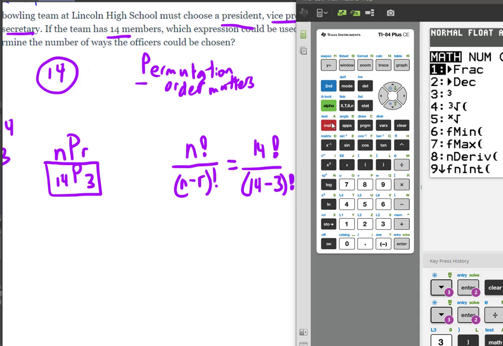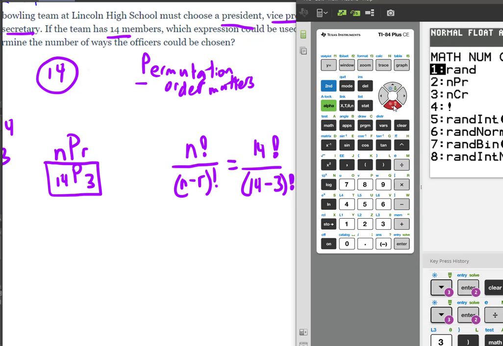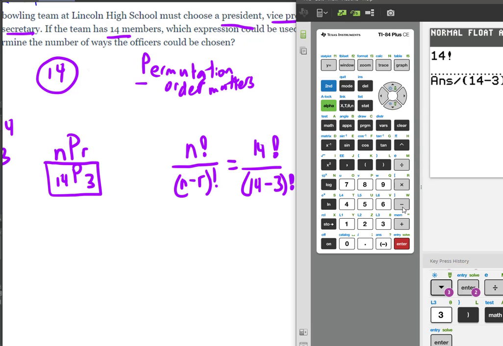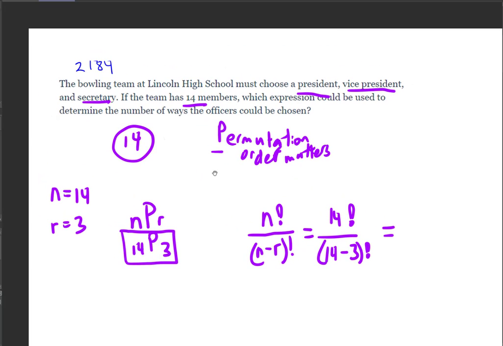Factorial. So I'm going to go to Math. And you really could do each of these in one step, right? I'm going to do that beautiful little factorial button again. Look at that. Looks so cute, right? And we're going to hit enter. And we get a total of 2184, which should be the answer if I did it right. I did do it right.